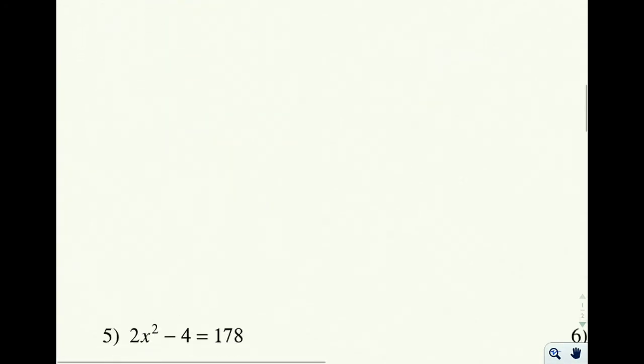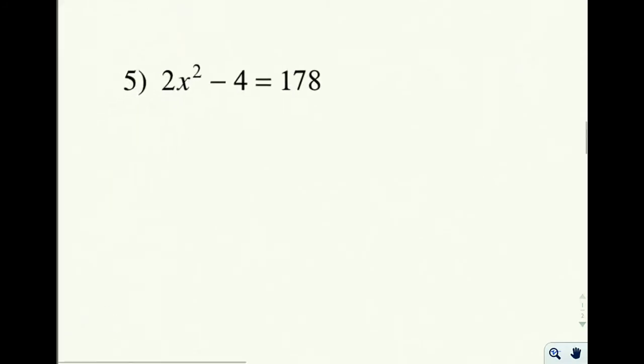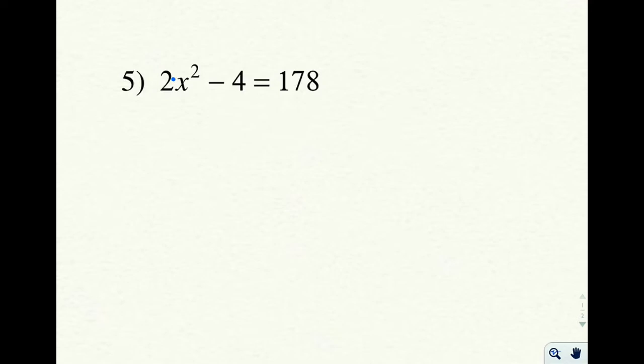Let's skip down to number 5, a little more complicated example. You'll see that we have a 2 multiplied by the x squared that we're going to have to get rid of, and a negative 4 here being subtracted. So first thing, you always want to go in the reverse order of operations. Our goal is to get this term alone first. So add 4 to both sides. So now 2x squared equals 182.